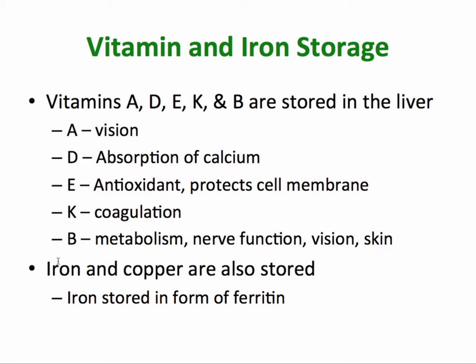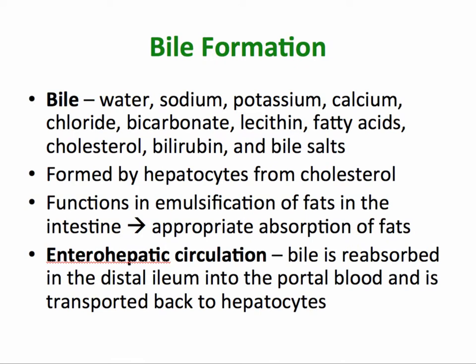Additionally, the liver is important in storage of iron and copper as well. Just as a side note, iron is stored in the form of ferritin. Bile is made up of a lot of different components listed here. They are formed by the hepatocytes from cholesterol. Bile functions in emulsification of fats in the intestines, resulting in appropriate absorption of fats.